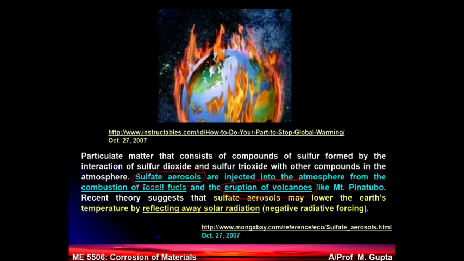So the only way is that you control the use of fossil fuels and control the emission of these gases, and use cleaner fuels.